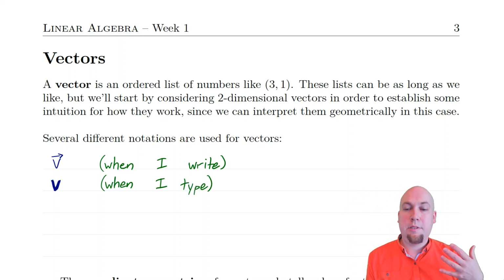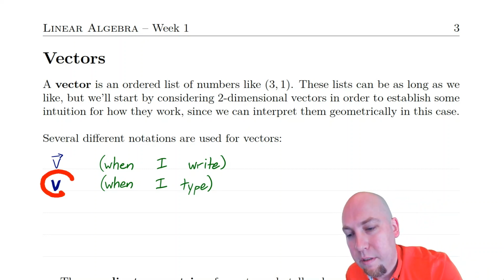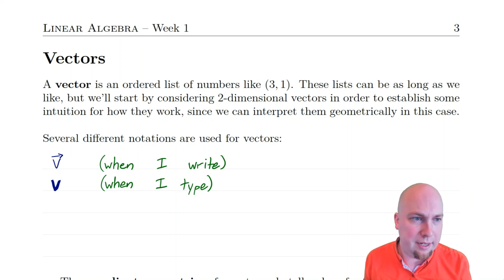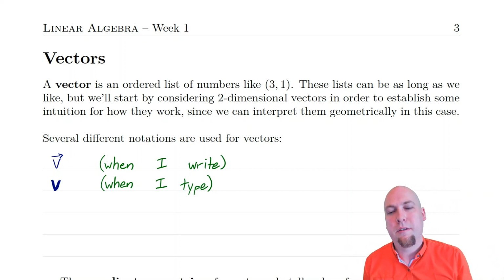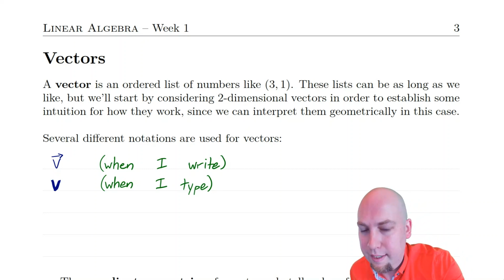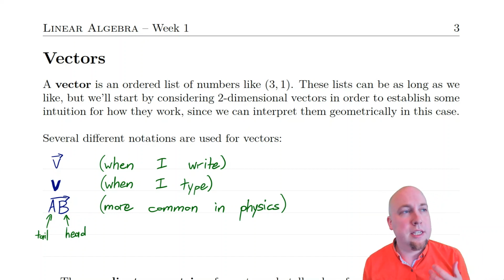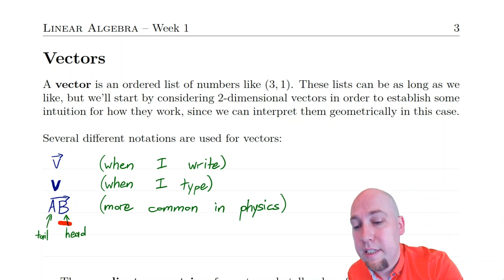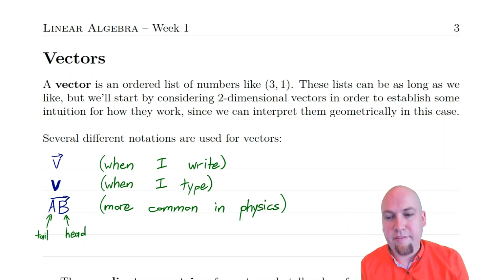Oftentimes when I type, or when I read textbooks, I will see and use notation like this. And what I'm trying to do there is make that a bold lowercase b. It's hard to write bold letters in general, so I only use this notation when I type, and it's fairly common in textbooks and in written papers. Another notation that you might see in other classes, in particular in physics classes, is notation like this, AB, and again, the arrow on top indicates that it's a vector.